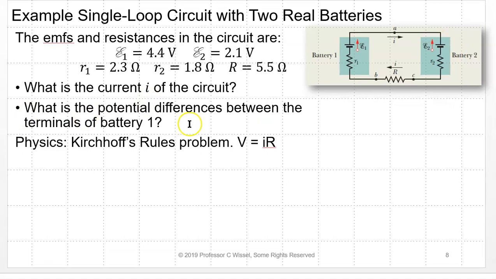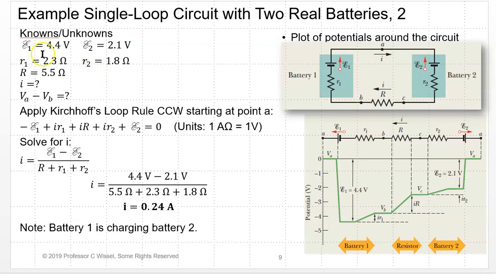What is the current of the circuit, I? What's the potential difference between the terminals of battery 1? The physics of this is a Kirchhoff's rule problem, and we still have Ohm's law, V equals IR. So I write down the knowns and unknowns. E1 equals 4.4 volts, E2 equals 2.1 volts, R1 is 2.3 ohms, R2 is 1.8 ohms. The big resistor, the load resistor, is 5.5 ohms. We need the current, and we need the potential difference between A and B across this first battery.